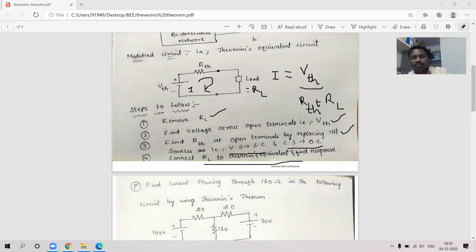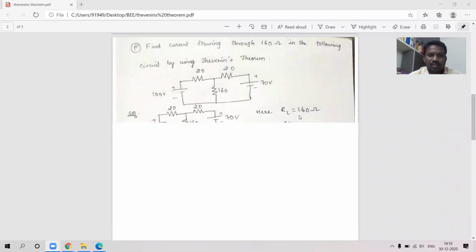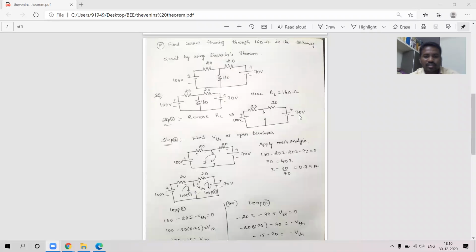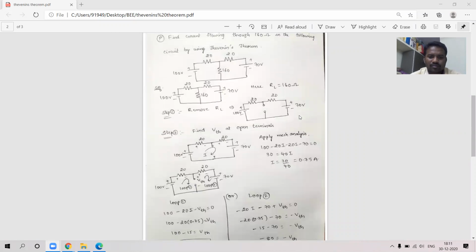Now let us work through this with an example. Let me clear all. Here: find the current through 160 ohms in the following circuit. Let me take the pen. The current through 160 ohms; this 160 ohms is nothing but the RL.